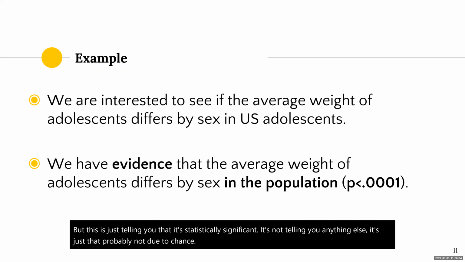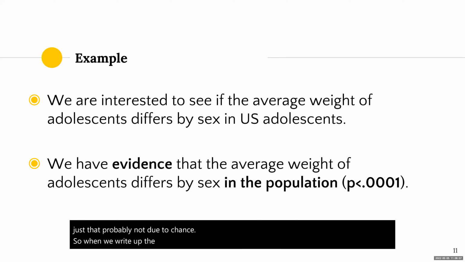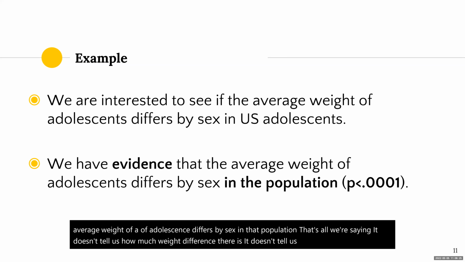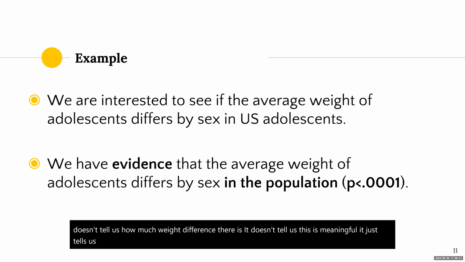So when we write up the results of a p-value test, all you're saying is we have evidence that the average weight of adolescents differs by sex in that population. That's all we're saying. It doesn't tell us how much weight difference there is. It doesn't tell us this is meaningful. It just tells us if there is statistical significance. Now, that's all it does.